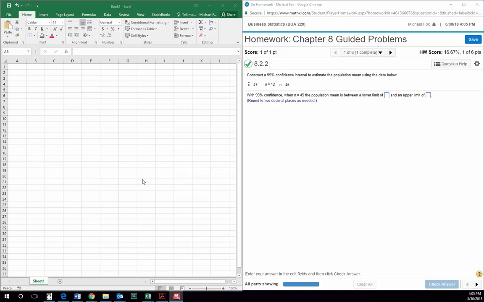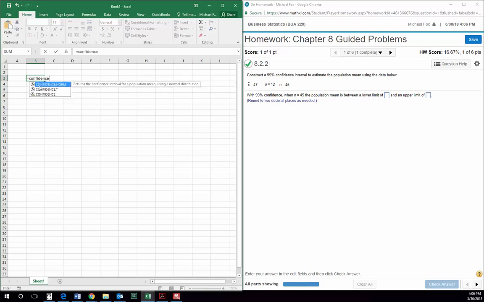All right, so here we are on the first problem of the Chapter 8 guided problems, and we're told to construct a 99% confidence interval. So I'm going to show you how to use the CONFIDENCE.NORM function. So we just do equals CONFIDENCE.NORM.